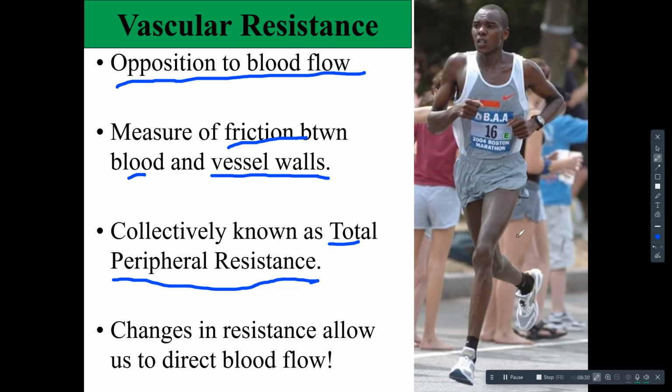For example, in my friend here, I want the resistance of blood vessels in his leg muscles to be low because that's going to promote flow. Meanwhile, in his large intestine, I want the resistance there to be high to prevent blood from flowing to the large intestine, because if we got more blood going to one place, we got to get less blood going somewhere else. So I'm going to use changes in resistance for the directionality of blood flow. That is an important take-home point.